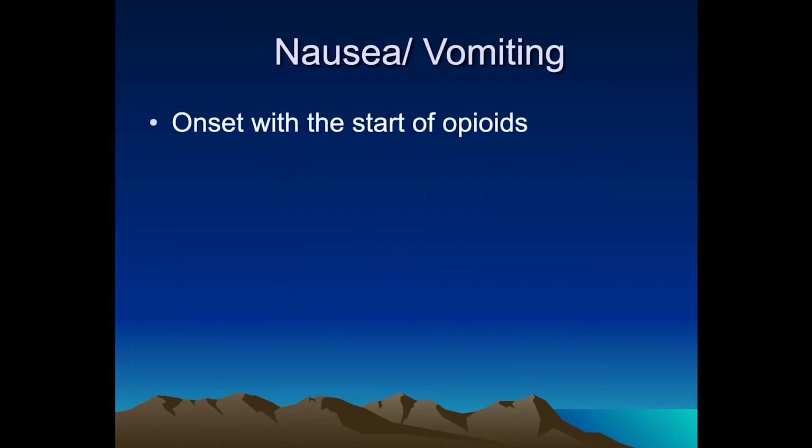For nausea and vomiting, I usually start with the opioid, but tolerance develops within days. So I use Compazine, chlorpromazine, or the like, with the morphine. Tolerance develops within days.